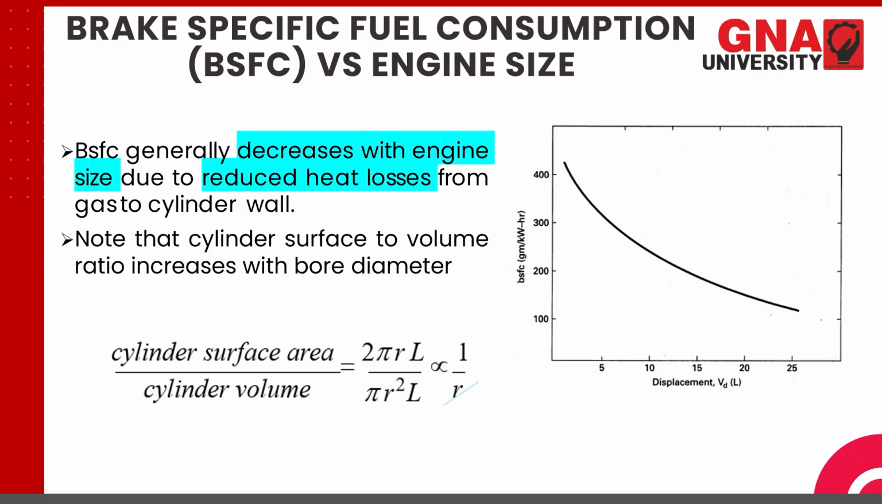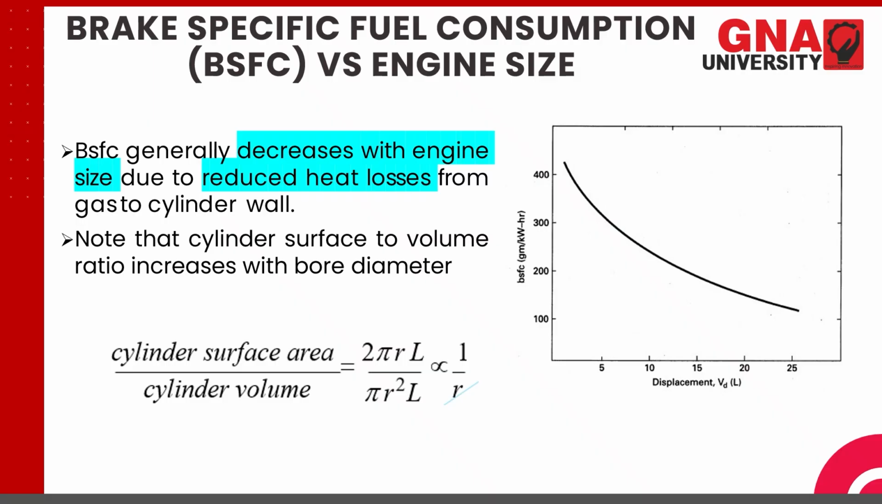Now you can see this graph. From here it is clear that BSFC decreases as we go on increasing the size of the engine. Size means the displacement volume of the engine. So BSFC generally decreases with engine size due to reduced heat loss. Why is it decreasing? Because the heat loss from the gas to the cylinder wall is decreasing by increasing the size of the engine. Now note that cylinder surface to volume ratio decreases with bore diameter.